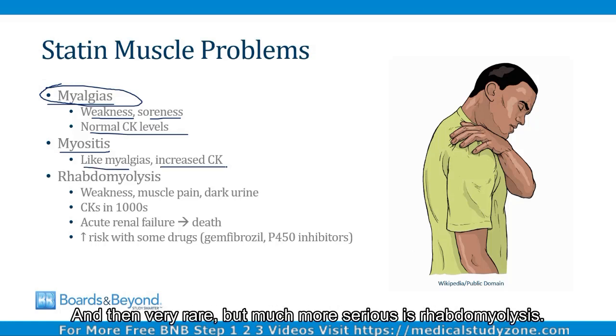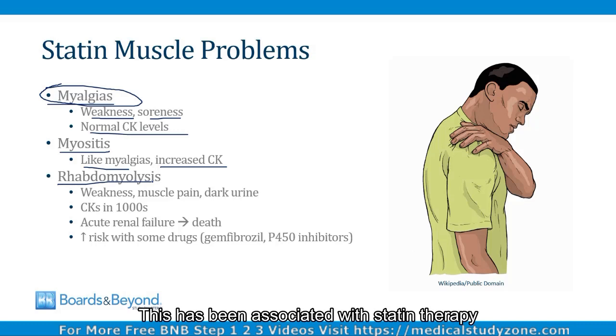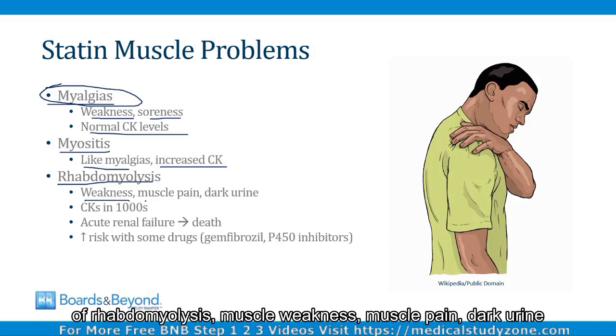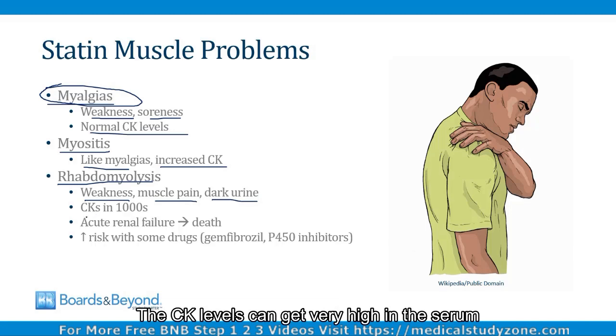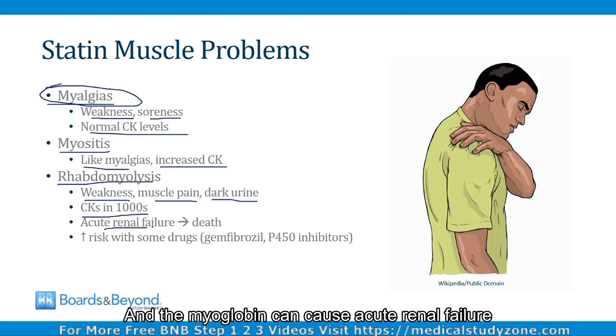And then very rare, but much more serious, is rhabdomyolysis. This has been associated with statin therapy in a very small minority of patients. These patients develop all the classic features of rhabdomyolysis: muscle weakness, muscle pain, dark urine from myoglobin spilling into the plasma and the urine. The CK levels can get very high in the serum, as high as 1,000 or more, and the myoglobin can cause acute renal failure and even death.